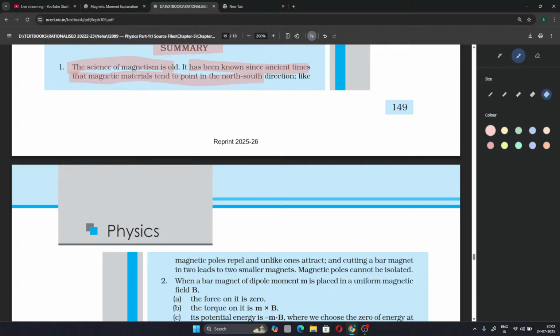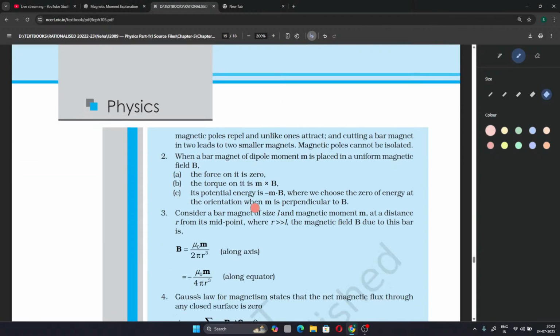The magnetic materials tend to point in the north and south direction, like magnetic poles repel and unlike ones attract. Cutting a bar magnet into two leads to two smaller magnets; magnetic poles cannot be isolated. When a bar magnet of dipole moment M is placed in a uniform magnetic field B, the force on it is 0. The torque on it is magnetic moment cross B. Its potential energy is minus m dot B, where we choose a 0 of energy at the orientation where M is perpendicular to B.